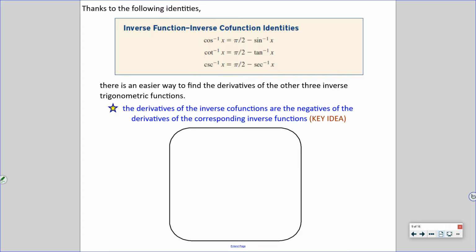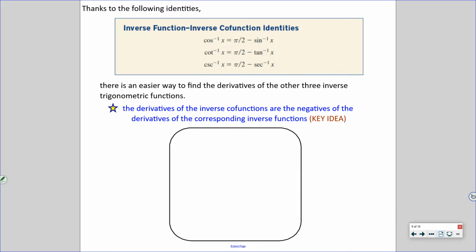Okay. Anyways. So instead of going through and doing all those implicit differentiation proofs for the other ones, you could, but instead we can use some of the trig identities. These ones are the inverse cofunction identities. I know definitely the cofunction identities are on your big cheat sheet. I don't know about the inverse ones, but you don't have to know these identities. They're just going to help us find the other three an easier way.